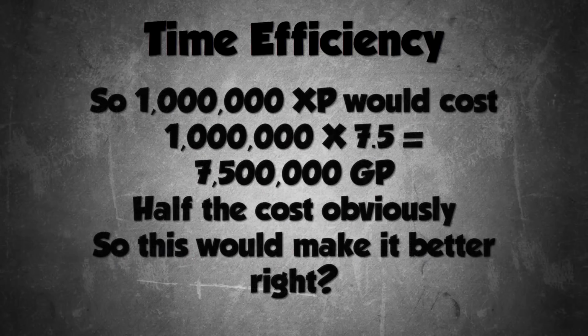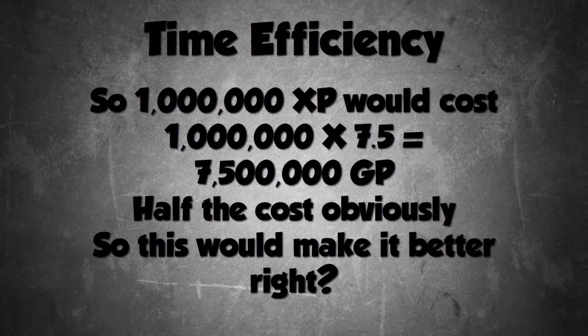experience. So if we use the same amount of experience that we're using for the mahogany tables, which is 1,000,000 experience, using oak dungeon doors is going to cost us 1,000,000 times 7.5, because that's our GP per XP, and it's going to give us 7.5 million GP. So doing oak dungeon doors, it's half the cost, so it's obviously better, right?